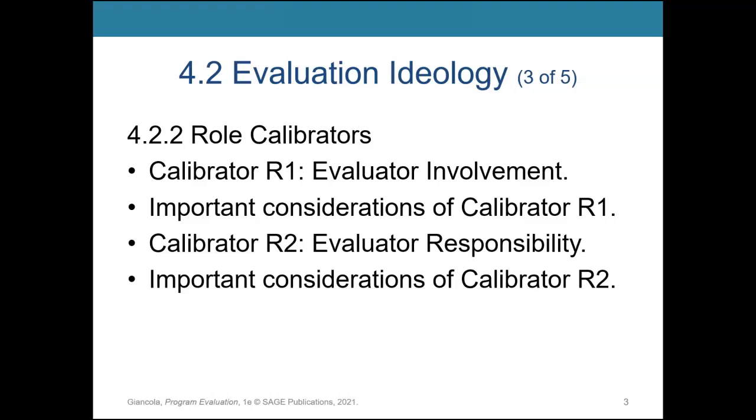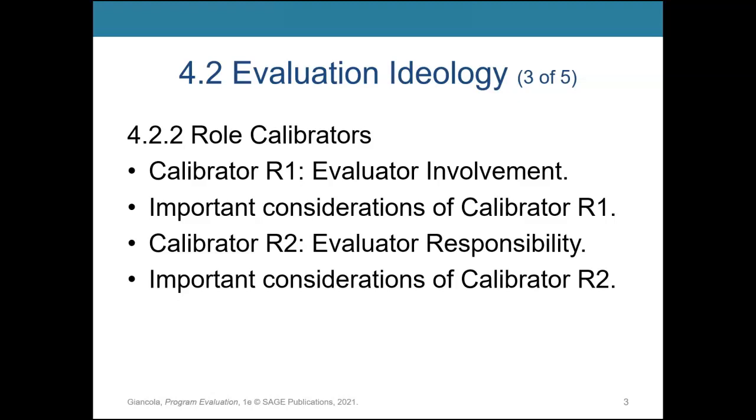So those were design calibrators. Next is a role calibrator that has to do with the role that the evaluator will play. The first role calibrator, R1, is evaluator involvement. So what role and relationship should an evaluator have with program staff? To what extent should that evaluator keep firm boundaries between the evaluation and the program? What are the benefits and drawbacks to keeping those boundaries?